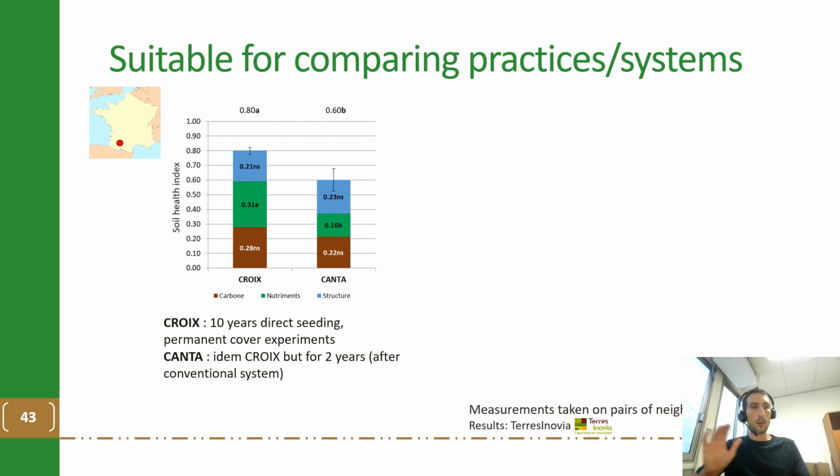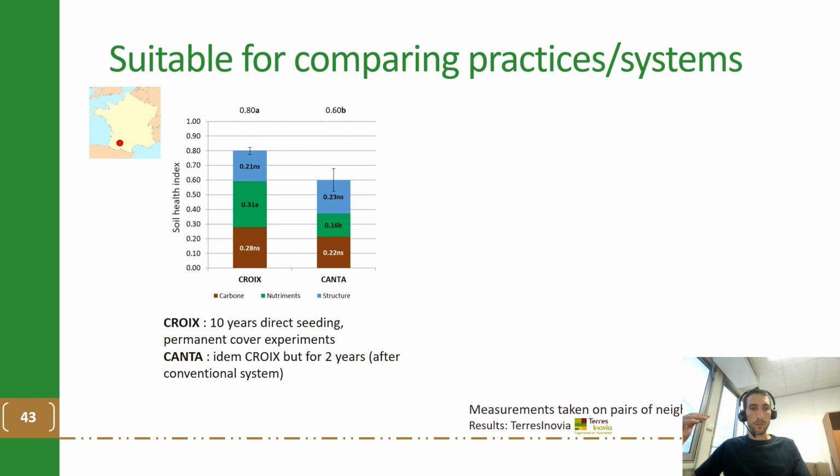Two situations are compared: Croix on the left, with 10 years of direct seeding and permanent soil cover, and Cantat on the right, the same as for Croix, but with a transition made 2 years ago, after a conventional cropping system. The color results are shown here, with the result for the carbon transformation function in brown, the result for the nutrient cycle in green, and the maintenance of the soil structure in blue.